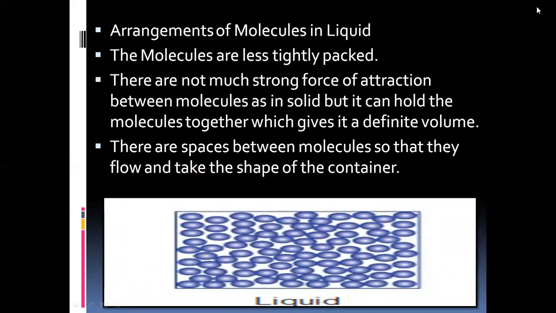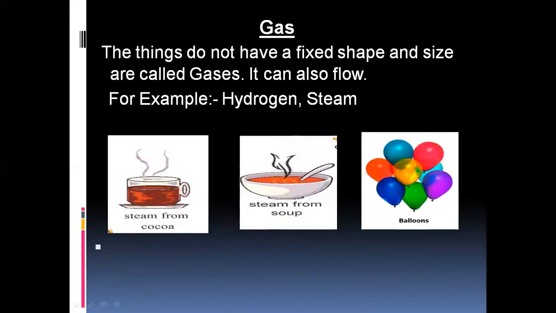Now, what is the arrangement of molecules in liquid? The molecules are less tightly packed as compared to solid. There is not as strong a force of attraction between molecules as in solid, but it can hold the molecules together, which gives it a definite volume. That is the reason why liquids flow, because the force of attraction between the molecules is not that strong as compared to solid. Therefore, it can flow. So there is space between molecules so that they flow and take the shape of the container in which they are poured.